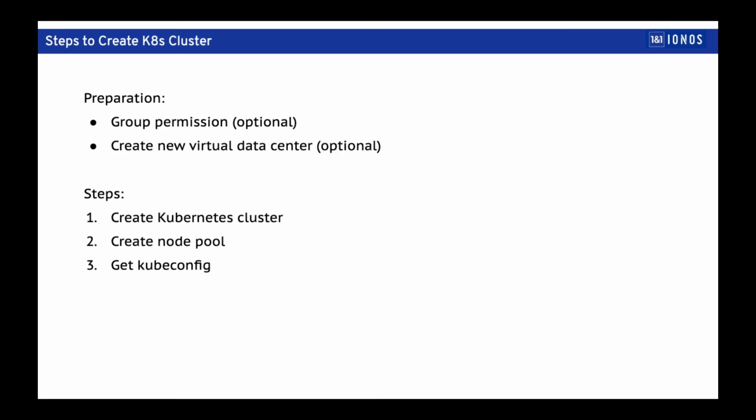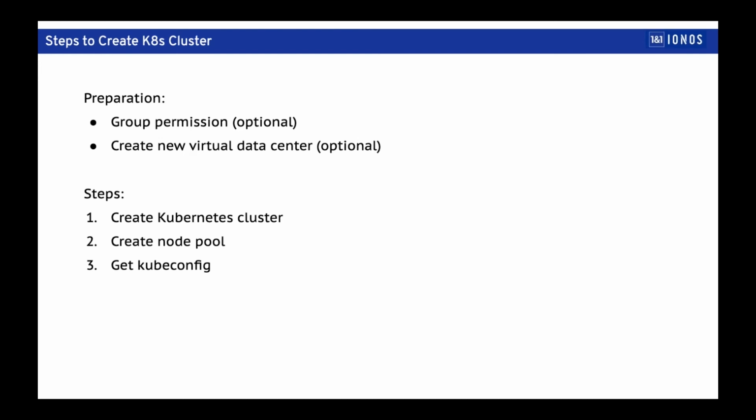Now to the actual doing. How do we create a cluster? There are two steps, kind of as a preparation. They're optional. We have a new permission that is added to the groups inside the user accounts, so you need to authorize your users within the account to be able to create new Kubernetes clusters. And then you can reuse any of your existing virtual data centers, or of course, you can also create a new virtual data center. This slide is just an overview. We will go into each step in the following slides as well.